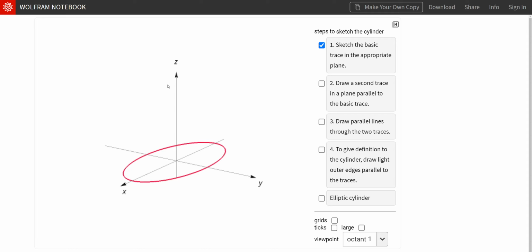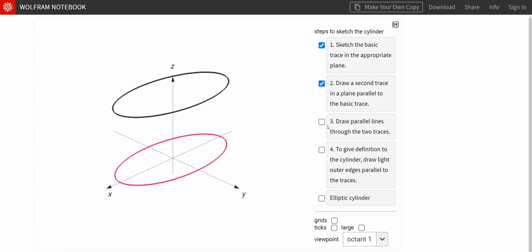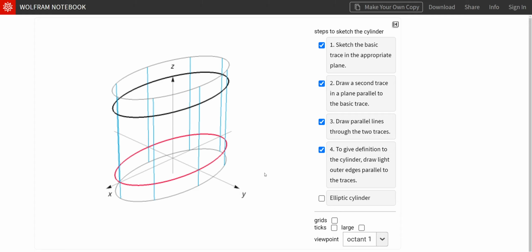That's okay. We want to be able to change the variables around and still recognize it. These interactive figures are cool because they walk you through the drawing process. Sketch the curve in the xy plane, because there was no z value in the equation of this one. Draw a second trace, and then draw a parallel line. I did 3 traces because it helps me draw it a little, and then you draw your parallel lines. Then you can draw lighter outer edges around that to give it more definition. And what we have there is an elliptic cylinder.